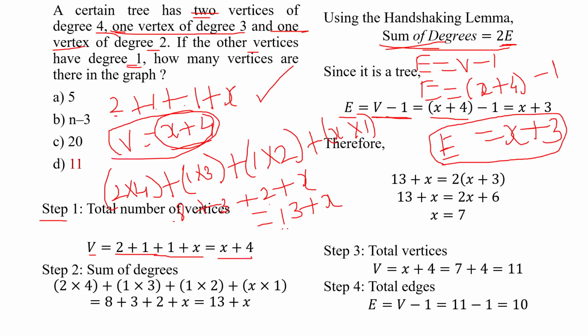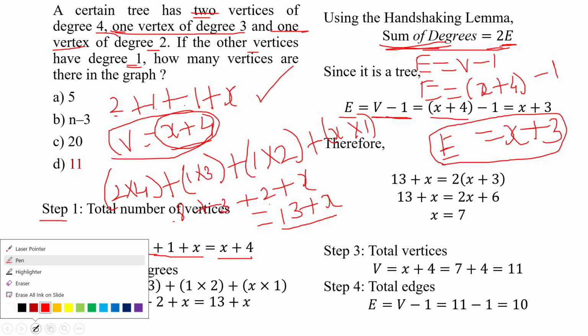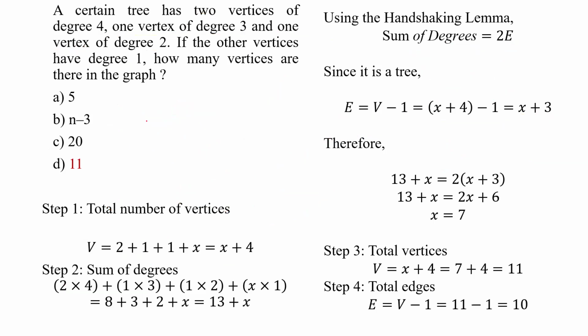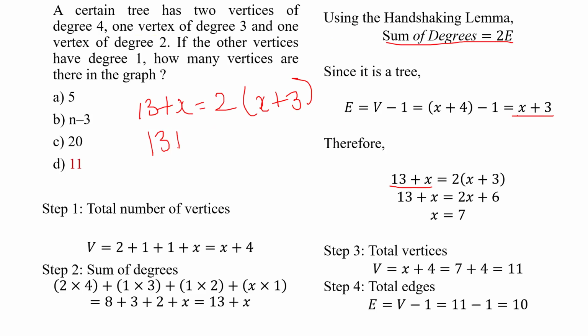Now I am going to apply sum of degrees equal to 2E. Sum of degrees, 13 plus x I got, equal to 2 into E, which is x plus 3, so 2 into x plus 3. I am applying this handshaking theorem, sum of degrees equal to 2e. Now 13 plus x equal to 2x plus 6.